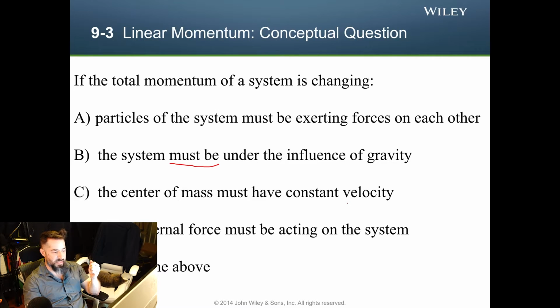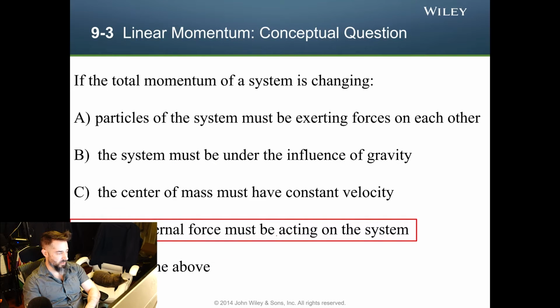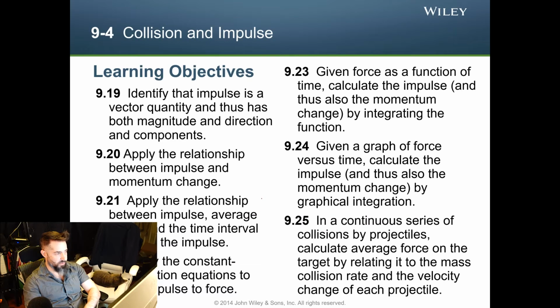The center of mass must have constant velocity. So again, if the center of mass has constant velocity, nothing's changing. If the velocity is not changing, then the mass is not changing. So this doesn't even make sense. A net external force must be acting on the system. Here you go. So this is true in basically all situations, not situational like this one. None of the above. Obviously, you have at least one half true and one totally true, so this is not correct. So you end up with D.